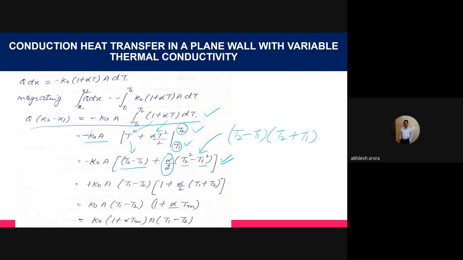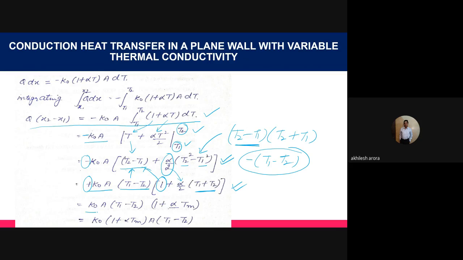So what we have done here is, rather than writing it in this fashion, T2 minus T1, I can write it as minus (T1 minus T2). So I have taken T1 minus T2 out of the bracket, this term as well as this term, and this minus sign is converted to plus. So I get k naught A into (T1 minus T2), and here in place of it we are left with only 1, and here alpha by 2 remains, and then T1 plus T2 remains.